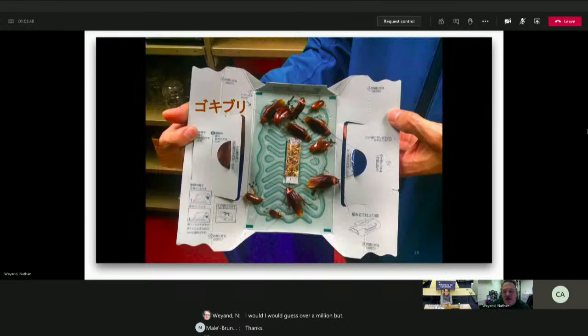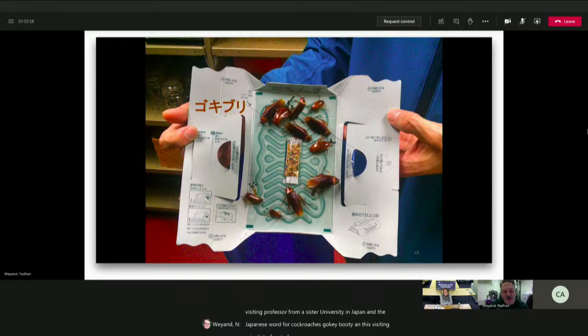Okay, these are cockroaches. We had a visiting professor from a sister university in Japan, and the Japanese word for cockroach is gokiburi. This visiting scientist studies parasitic nematodes, so we collected cockroaches while he was here, and we dissected their hindgut and tried to isolate these nematode worms that he was interested in finding for his research.